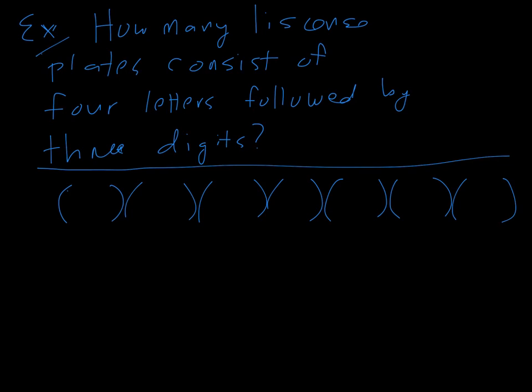So there are 26 ways I can choose the first letter, 26 ways to choose the second letter, 26 for the third letter, 26 for the fourth letter. And now all my letters are done. So now I'll move on to the digits. And the digits are 0 through 9, so there are 10 ways to choose the first digit, 10 to do the second, and 10 to do the third.